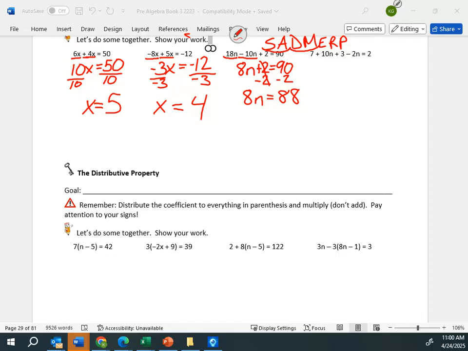What's my next step? Amala. Divide by 8 on both sides, so we are left with a positive n. 88 divided by 8 is what, Amala? 11.